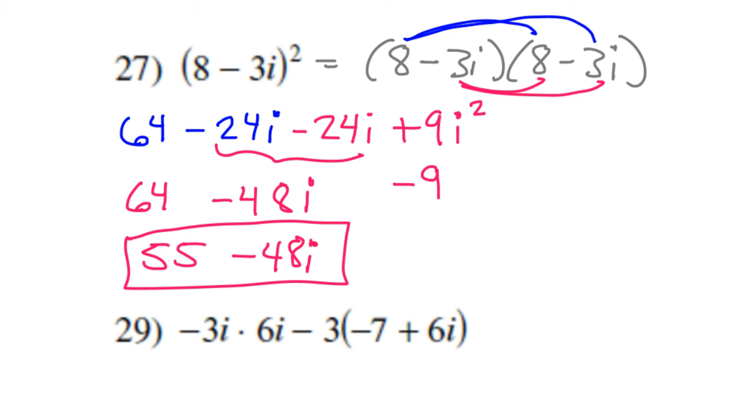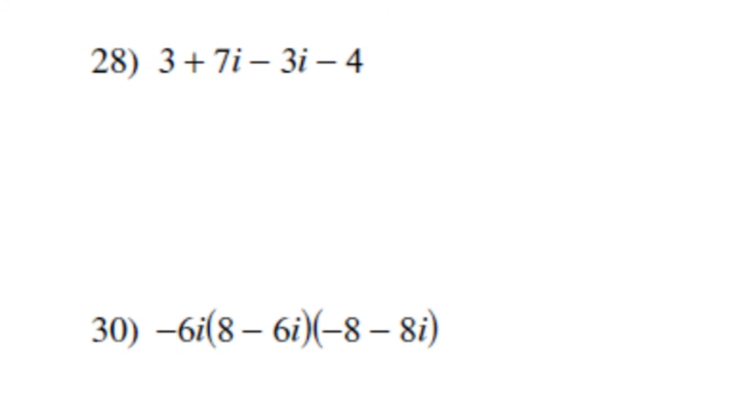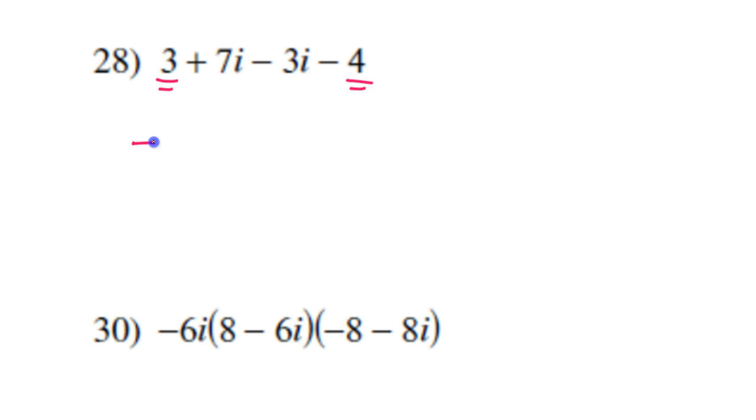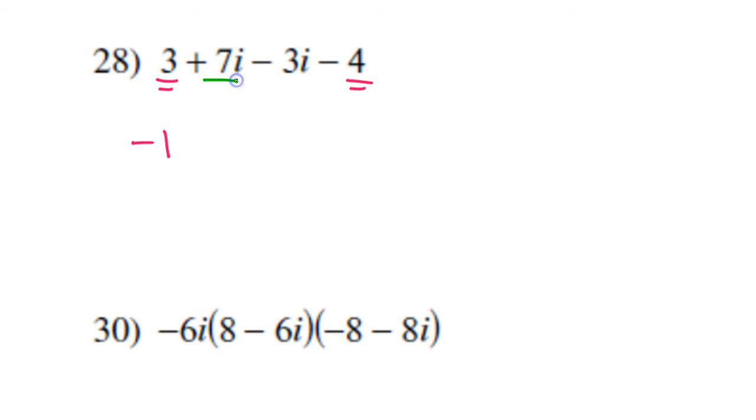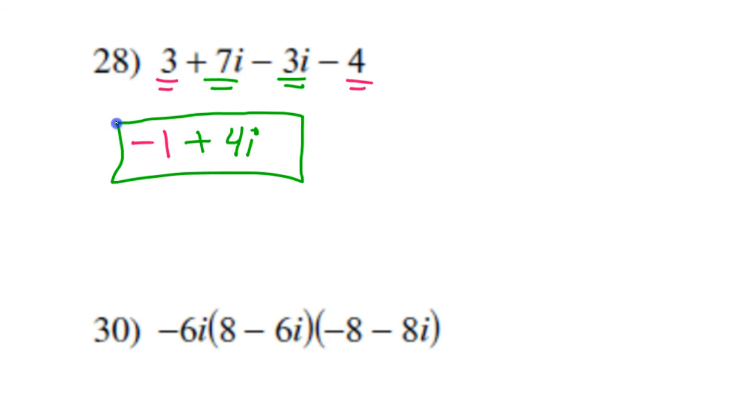Okay, and let's see, 28. We're not foiling, all right? There are no parentheses happening. We're just combining like terms. So 3 minus 4 is negative 1. And then 7 minus 3 is 4. So that's a positive 4i. And that's all.